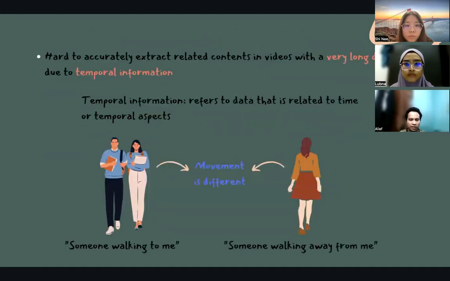Second is how to accurately extract related contents in long videos due to temporal information. Current approaches discard long-term temporal information in the video because of the long duration. An example of someone walking to me and someone walking away from me will have the same representation once moved temporally, but the movement of the person is important in the query.